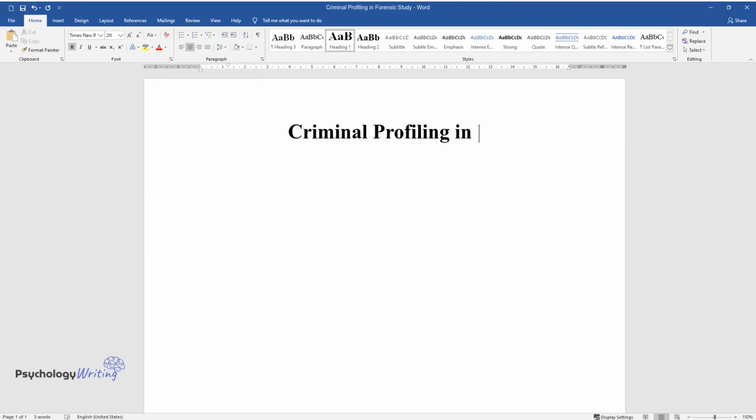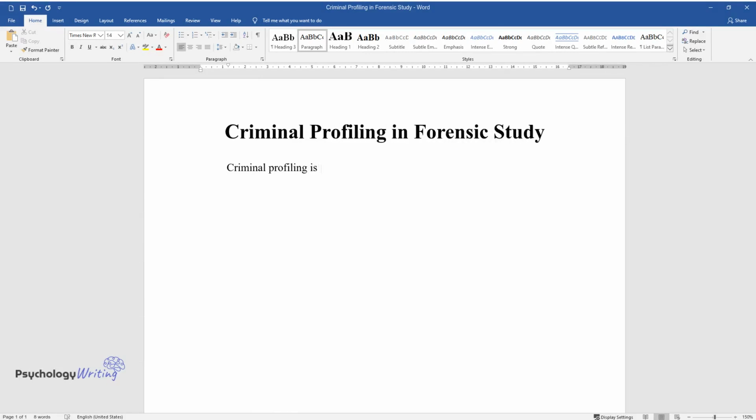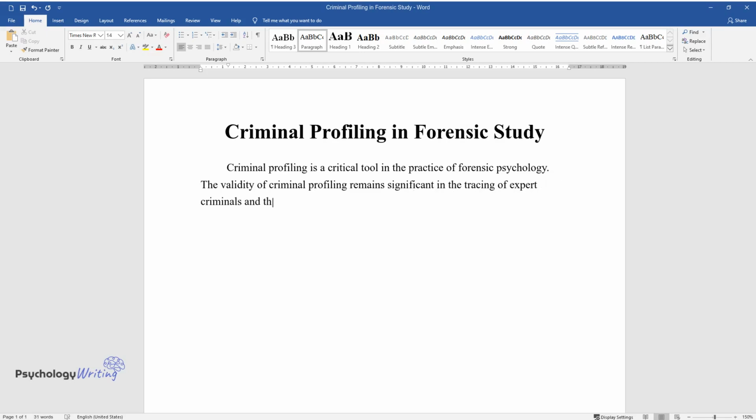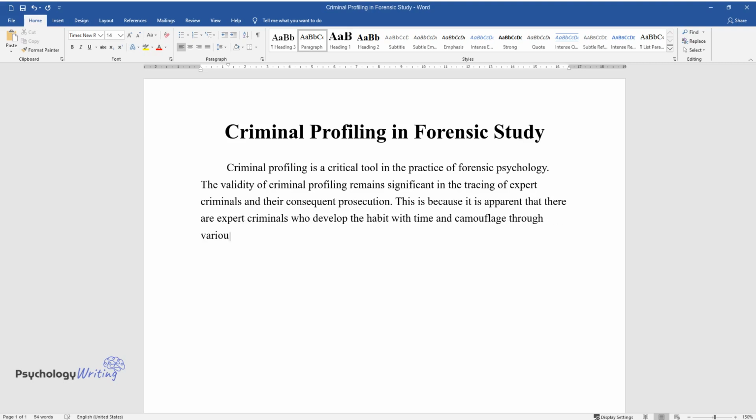Criminal profiling in forensic study. Criminal profiling is a critical tool in the practice of forensic psychology. The validity of criminal profiling remains significant in the tracing of expert criminals and their consequent prosecution. This is because it is apparent that there are expert criminals who develop the habit with time and camouflage through various ways from the legal system.